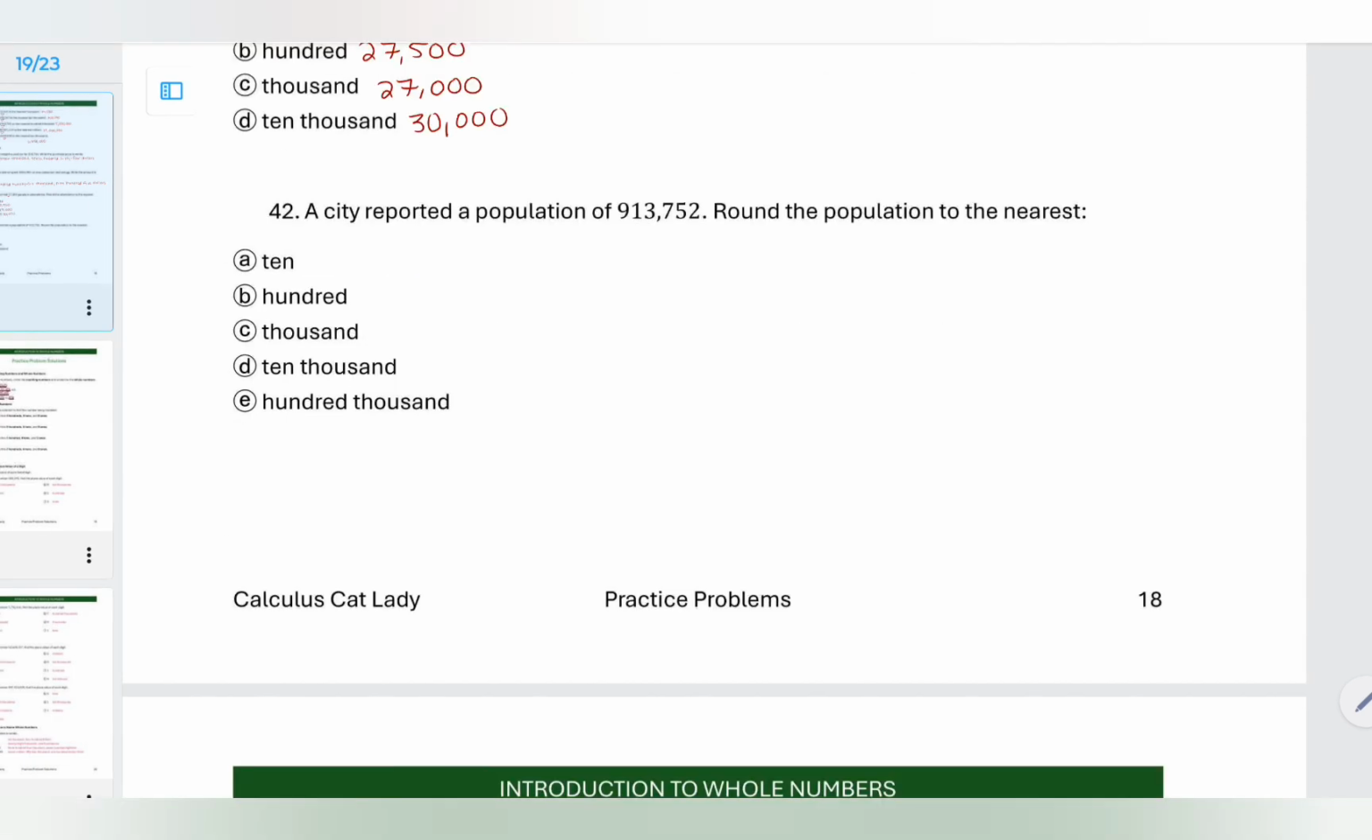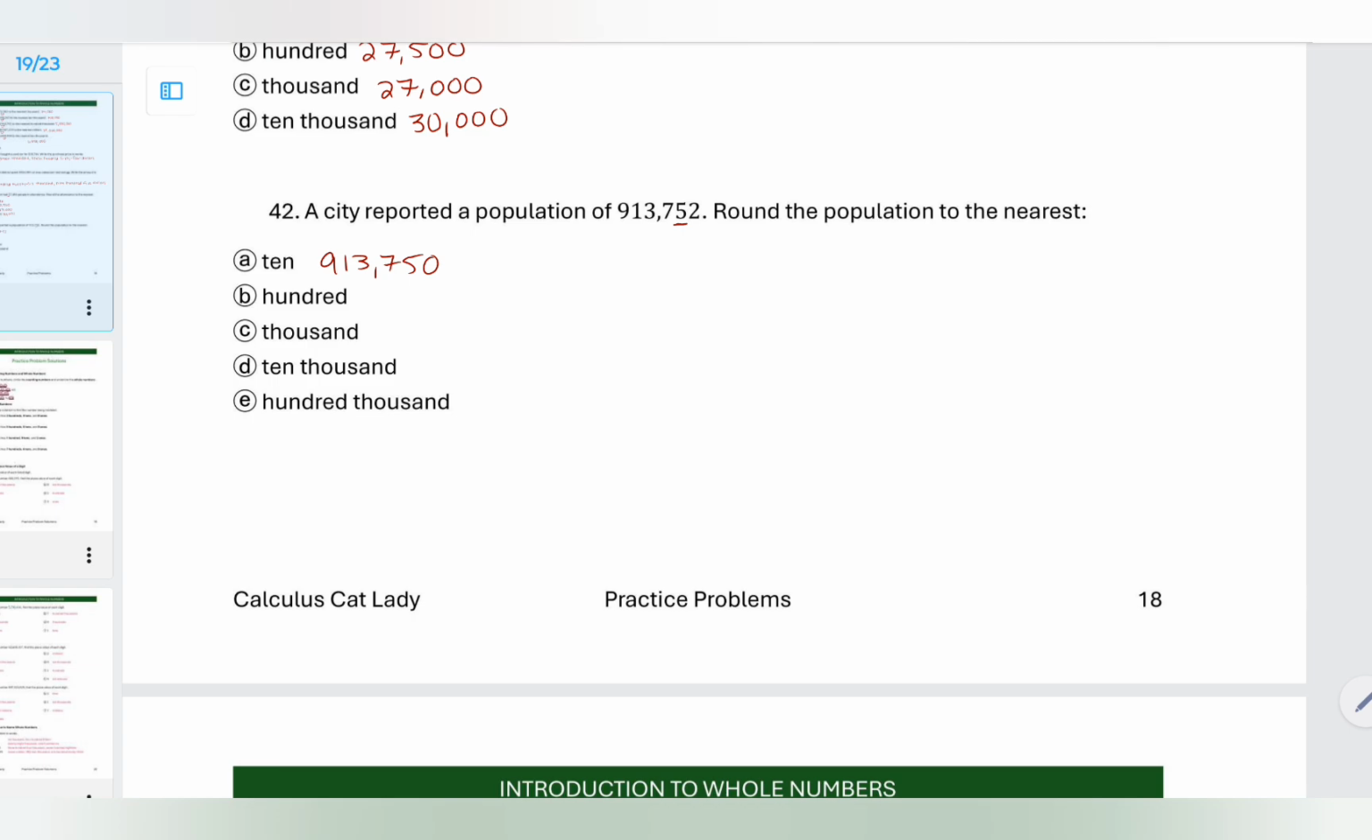A city reported a population of 913,752. Round the population to the nearest 10, 100, 1,000, 10,000, and 100,000. So for this first one, we are going to round to the nearest 10. So we have to look at what's in the tens place. And then we want to look at what's to the right of it, which is a 2, which rounds down. So we copy down the first numbers. The 5 gets to stay the same, and everything after it becomes a 0.